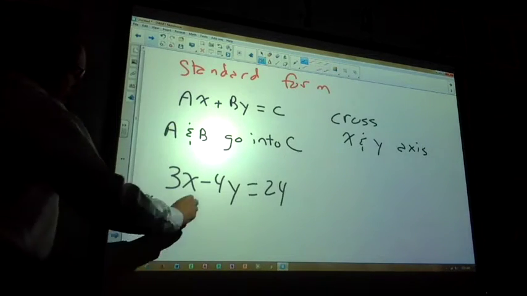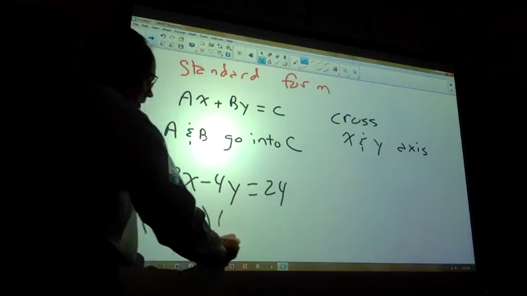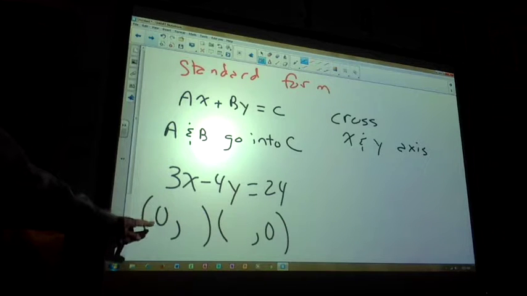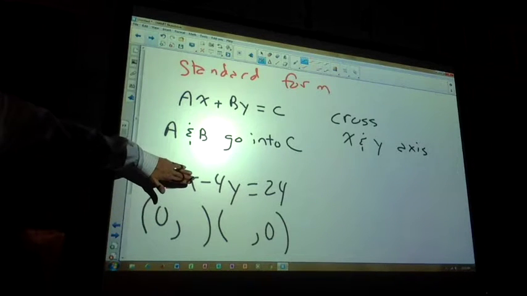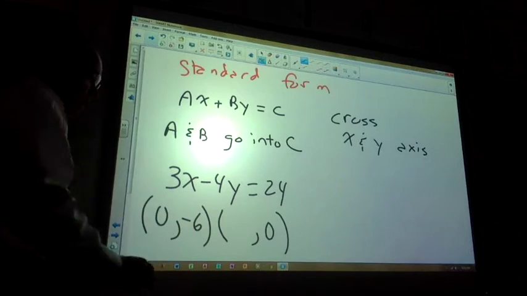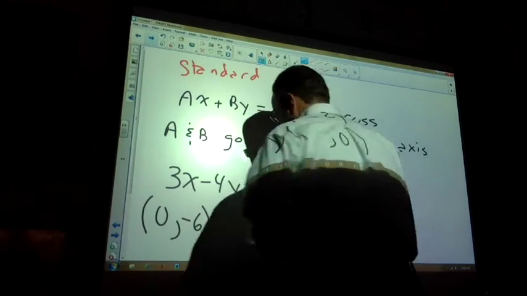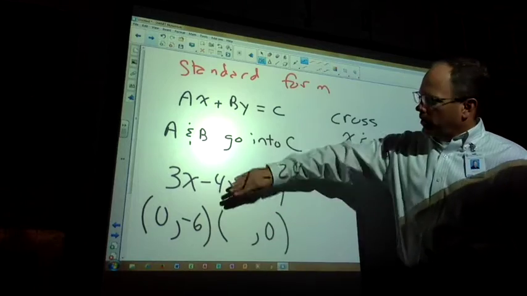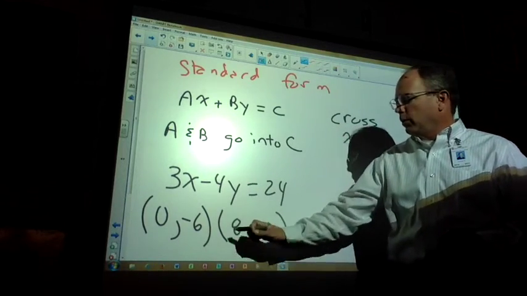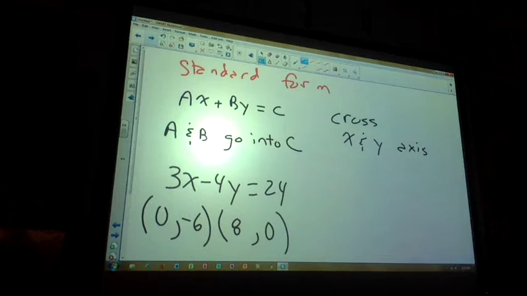the cover method is basically you're finding, so if this is 0, you're covering this. So negative 4y would be equal to 24, so I get negative 6. This is my y component. I'd cover this up. 3x equals 24, so I'd get this. Those are really nice points.